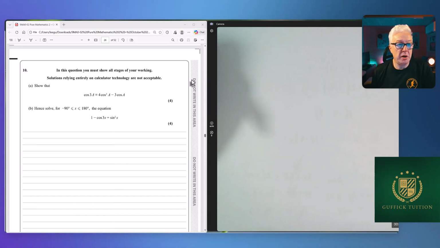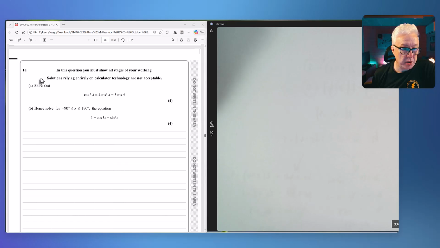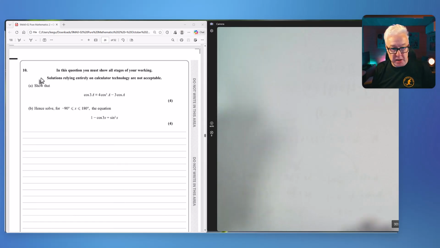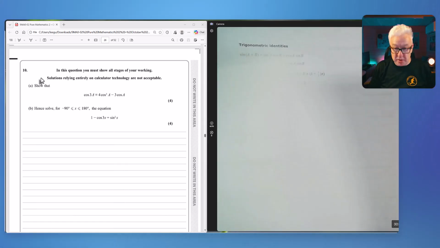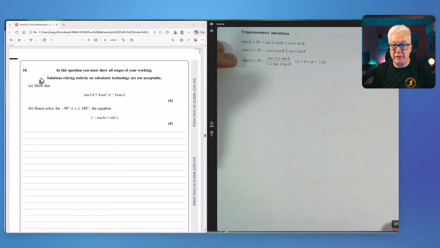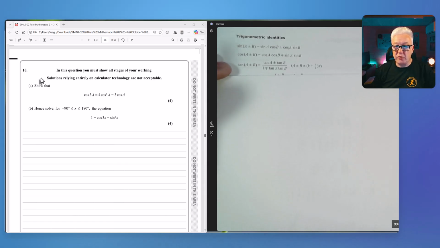Hello everyone, we've got a really nice trigonometry question here. It says, show that cos 3A is the same thing as 4cos³A minus 3cosA. The first thing I would say is we're going to be using the addition formulae here for this one. So here's the addition formulae, and let's have a look and see what we can do.